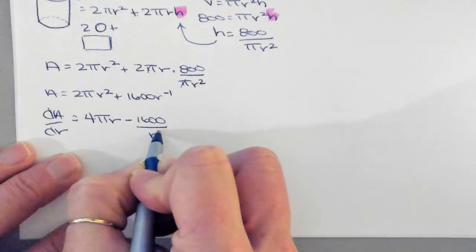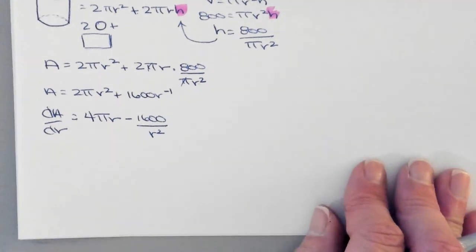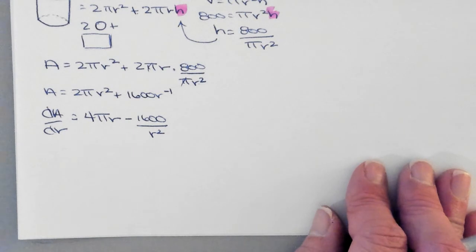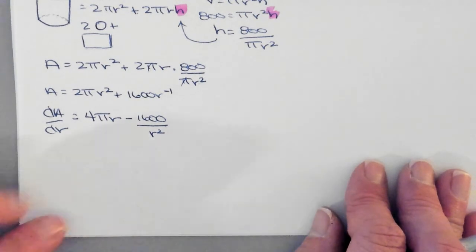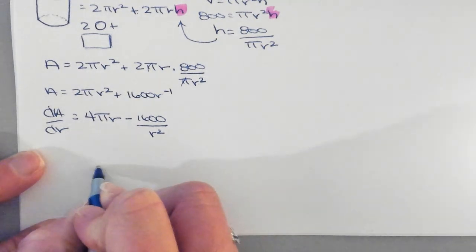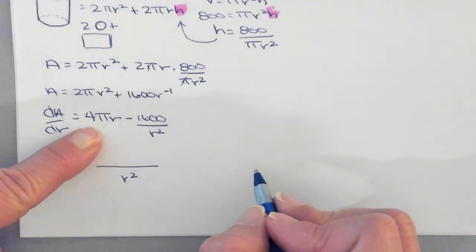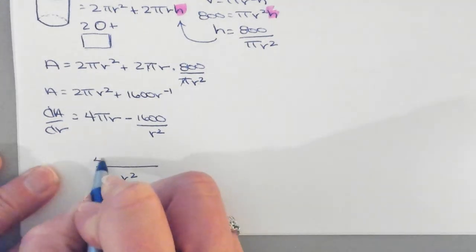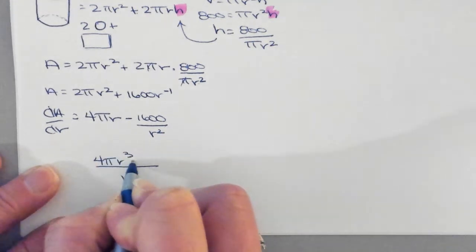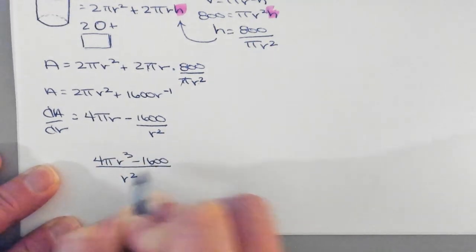Yeah. Okay, do you remember that problem that we just did on the very first page where we had to get a common denominator? This is the same scenario. So what's my common denominator? It is r squared. So that means I need to multiply this by r squared. So this is 4 pi r cubed minus 1600 over r squared.